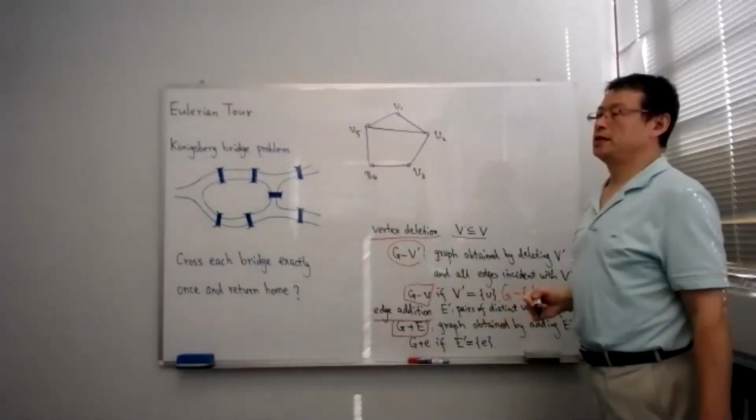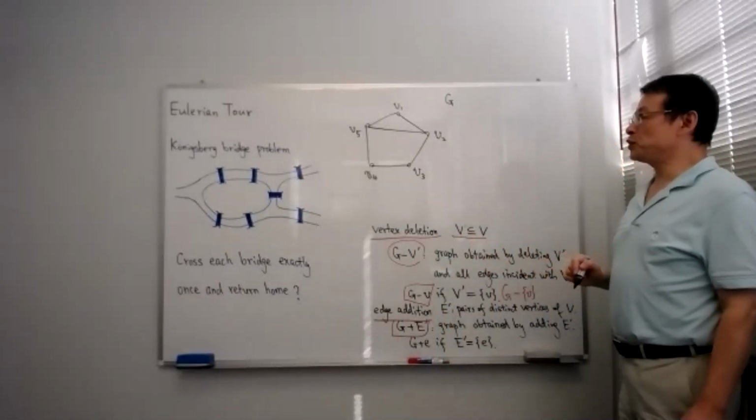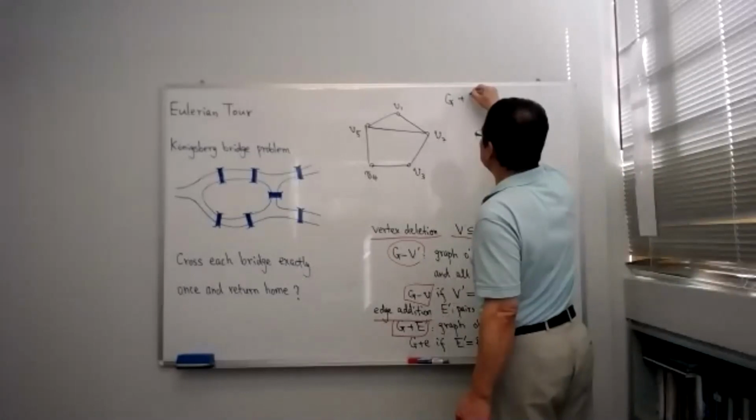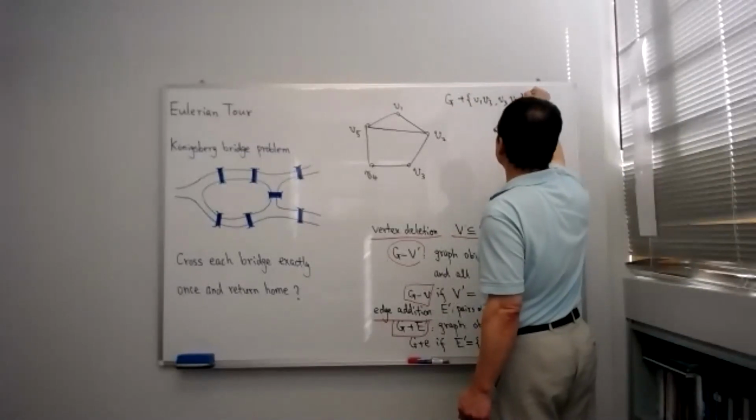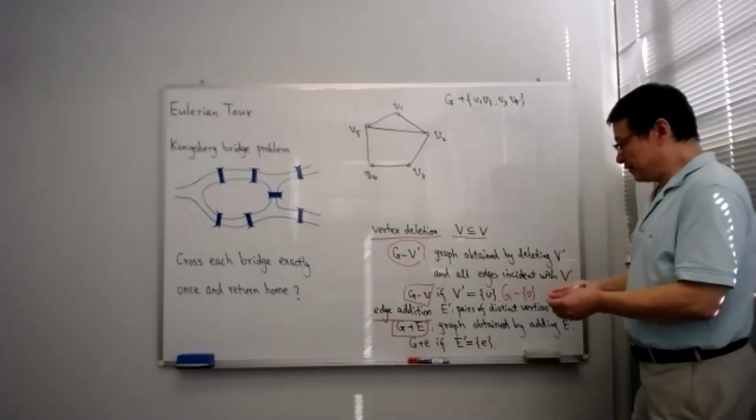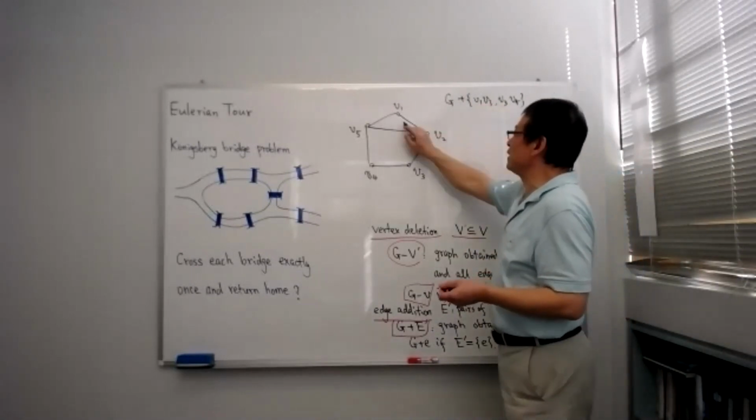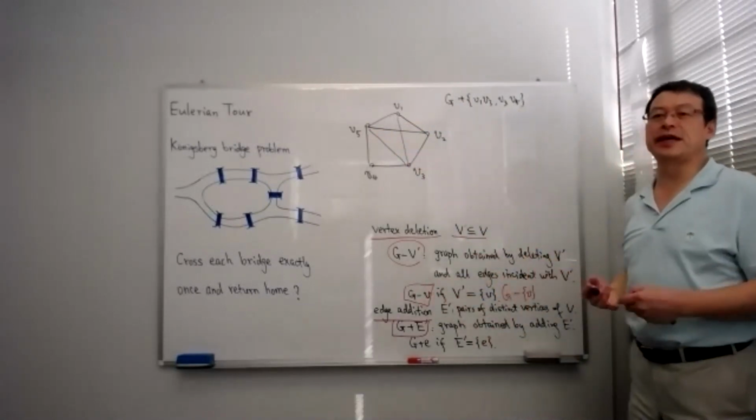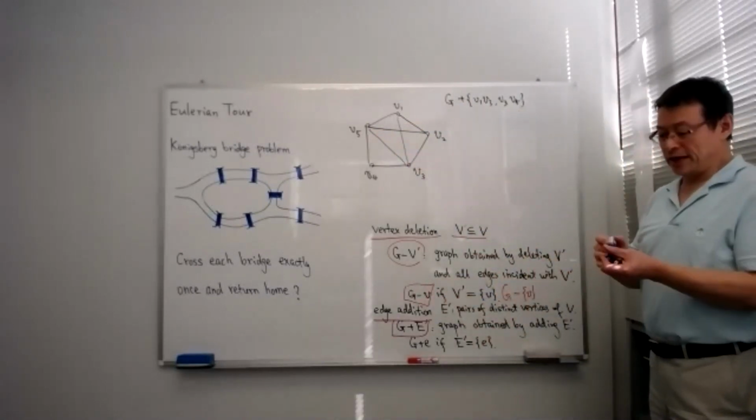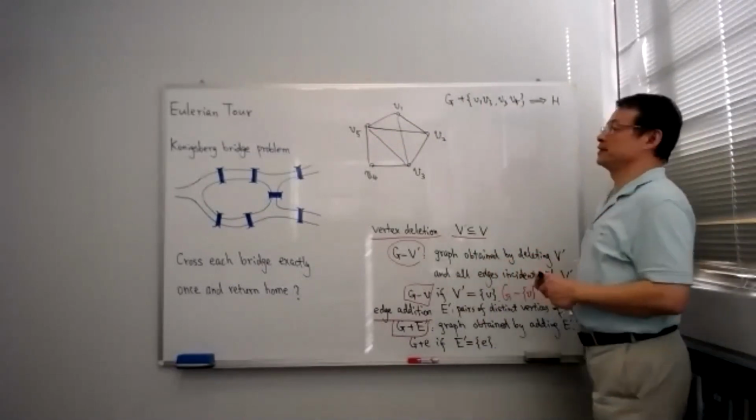Okay, so this is graph G. Now, if I add two edges, B1 B3 and B3 B5, that's a new graph. So these will be two new edges, B1 and B3, B3 and B5. I just add these two edges, and I get a new graph. Say this gives us a new graph H.